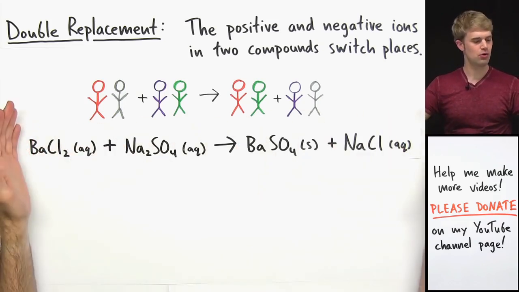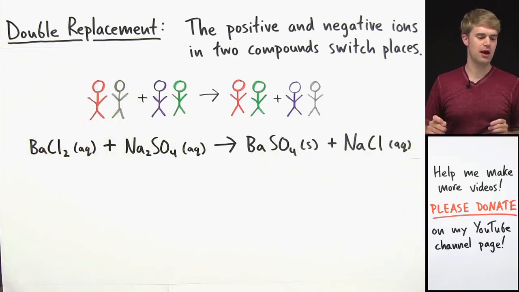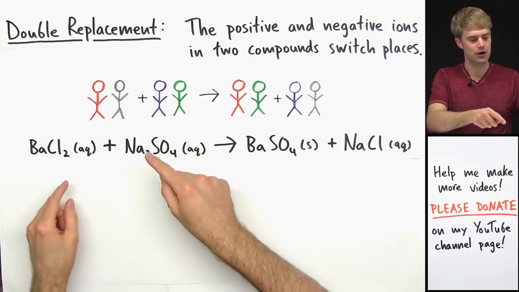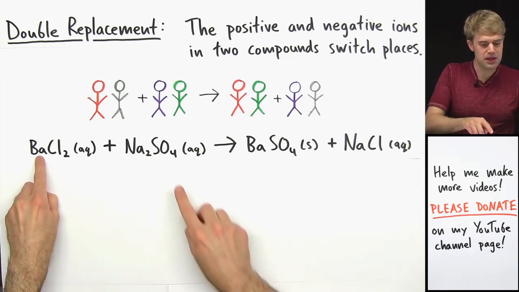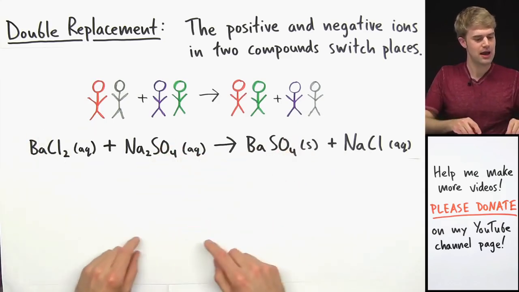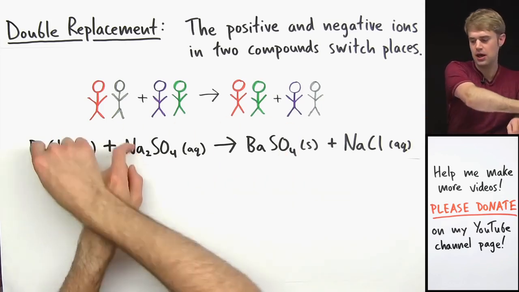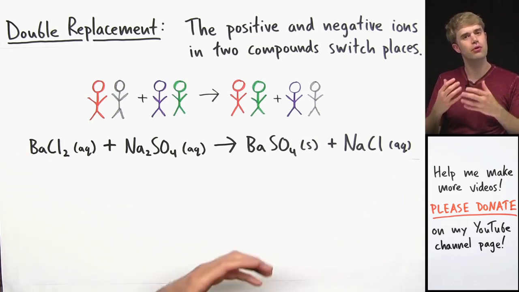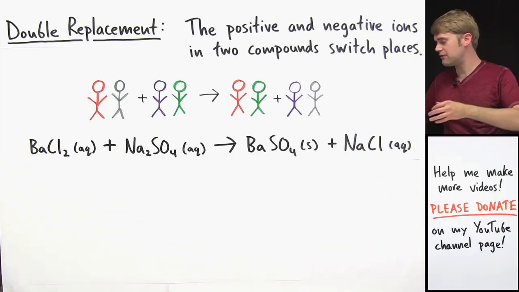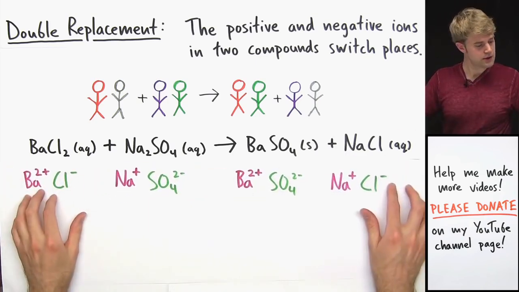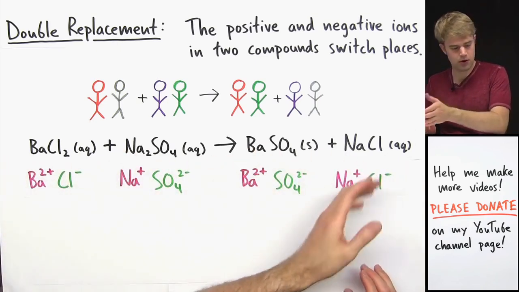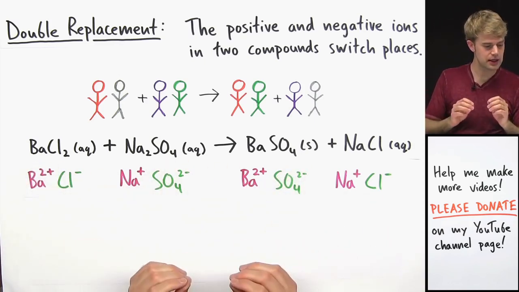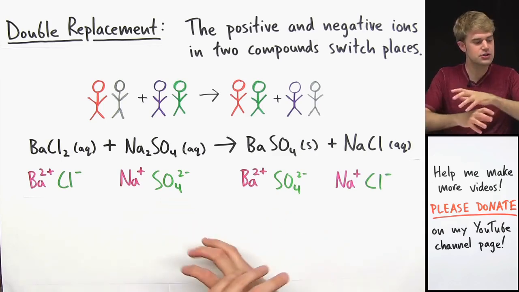So here is a chemical equation that shows a double replacement reaction. We start out with Ba and Cl together, and then Na and SO4 together, and they just switch places. So Ba ends up with SO4, there it is, and Na ends up with Cl, there it is right there. All of these compounds are ionic, which means that we can break them down into the positive and negative ions that they're made up of. So here, the positive ions are in purple, and the negative ions are in green. And as you can see, the positive and the negative just switch places.